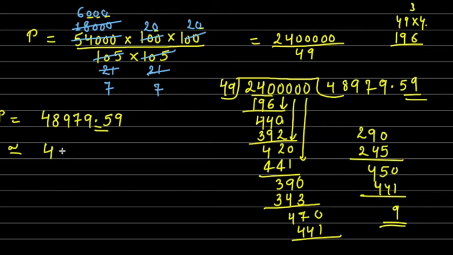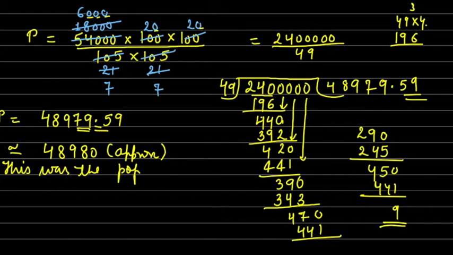So when we round it off, this 9 becomes 10. It means this number will be how much? 80. So 48,980 approximately. So this will be the population. This was the population in 2001. Right? Now in the second part, we have to calculate the population in 2005.